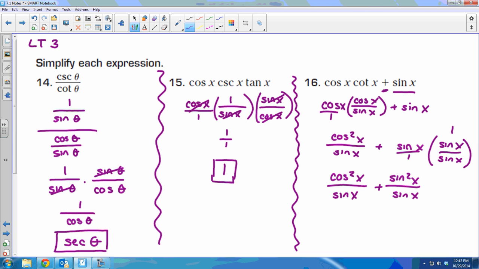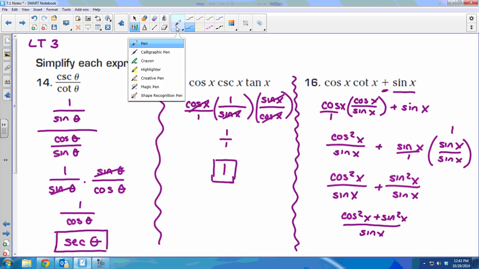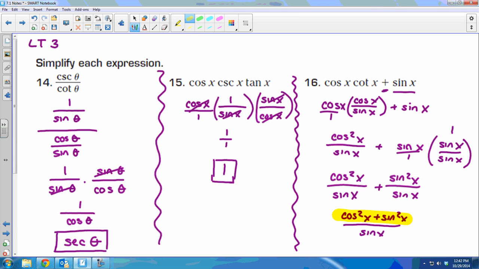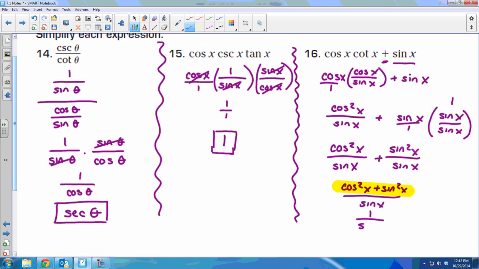All right. So we can actually add these two things together now and put it into one term. So I have cosine squared x plus sine squared x over sine x. Again, this looks like a hot mess, but it's got a purpose. If you look at your identity sheet, cosine squared x plus sine squared x equals 1. So you end up getting 1 over sine x. That looks a lot better than what it looked 5 seconds ago.